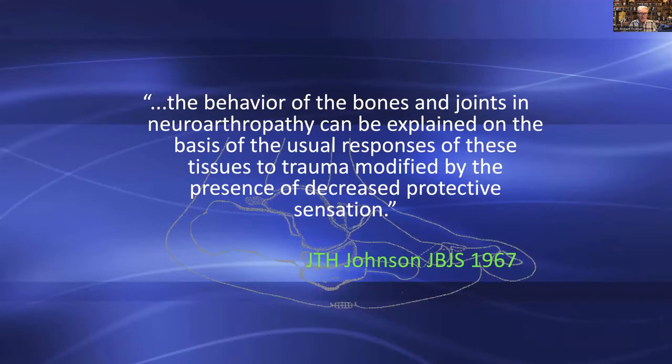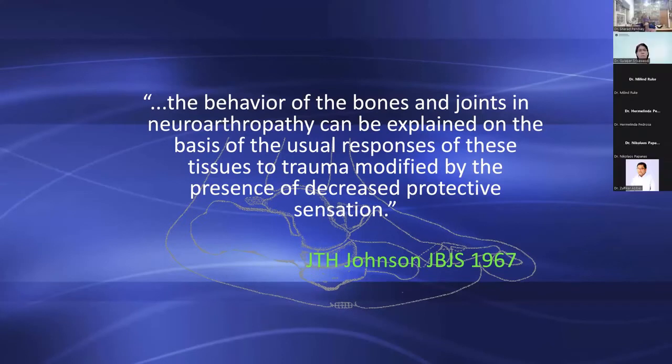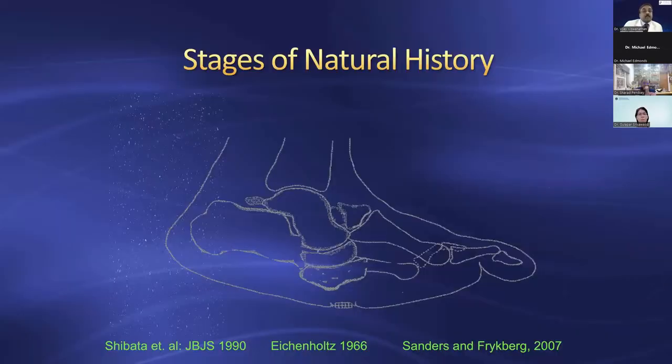But still, we have to get back to basics. One of my favorite papers is this by J.T.H. Johnson, published in 1967. And he stated that the behavior of bones and joints in neuroarthropathy can be explained on the basis of the usual responses of these tissues to trauma, modified by the presence of decreased protective sensation. And that's it in a nutshell, basically, as we approach our treatment.